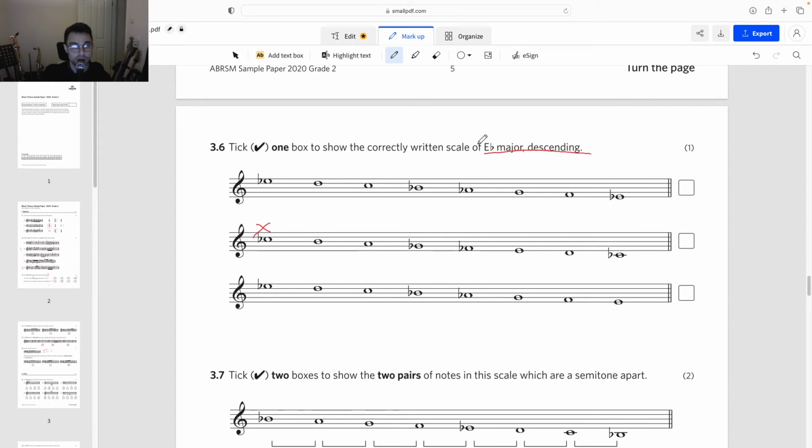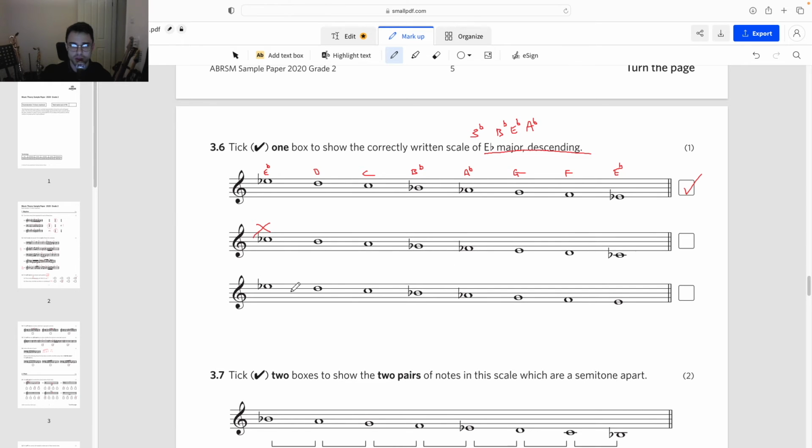All right, so what was our key signature for E flat major? It was 3 flats. It was B flat, E flat, and A flat. So let's go through the first one and see. E flat, D, C, B flat, A flat, G, F, E flat. So immediately we can see it's this top one. That is our E flat major descending.